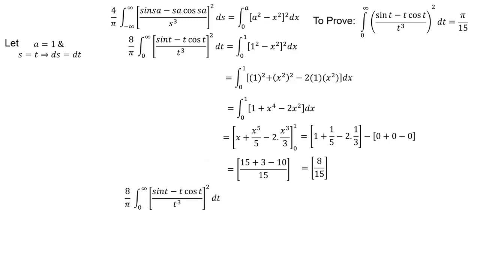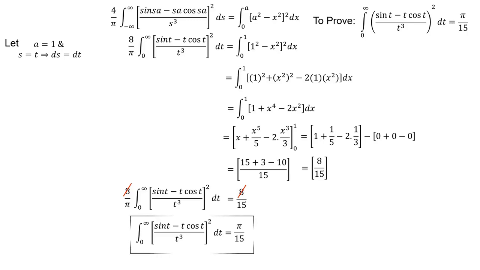So the left hand side is what? 8 by pi, the integral over 0 to infinity of sin t minus t cos t by t cube the whole square dt is equal to 8 by 15. Cancel that 8 on both sides. We get the integral over 0 to infinity of sin t minus t cos t by t cube the whole square dt equal to pi by 15. Hence we proved the result.